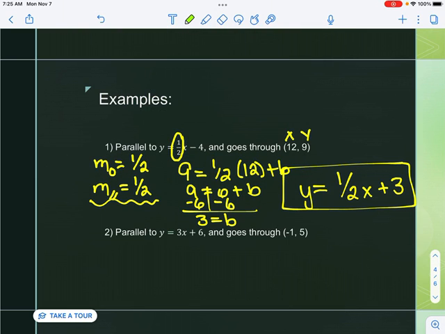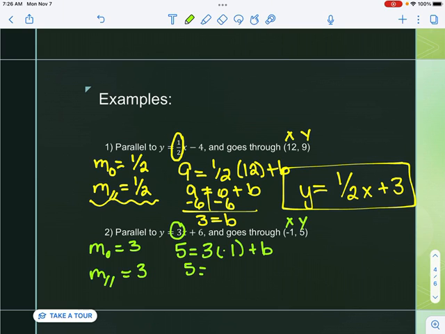So this time we're going to be parallel to y equals 3x plus 6 and goes through -1, 5. So the 3 is the slope of my original. The slope of my parallel line is also 3. And we're going to go through the point negative 1, 5. So I come in here and I go 5 equals 3 times negative 1 plus b. So 5 equals negative 3 plus b. So I add 3 to both sides, and that gets me 8 equals b.